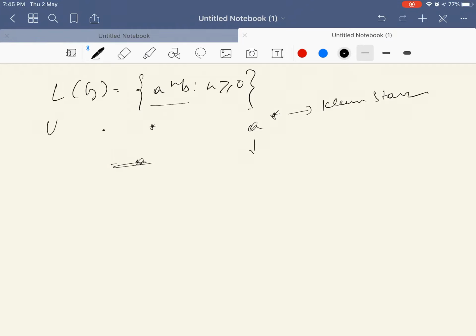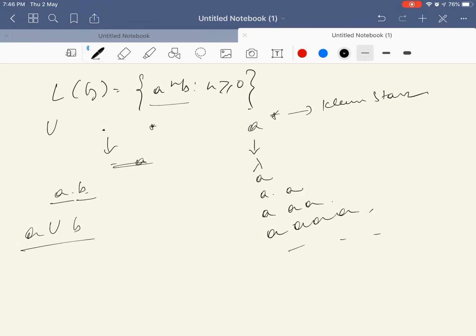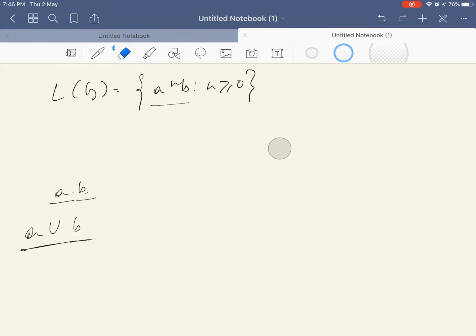Kleene star means that a may appear lambda number of times, that means no a can appear, a single a can appear, or 2 a's, or 3 a's, or 4 a's can appear, up to an infinite number of a's. And dot means a dot b, that means a followed by b. And a union b means either one occurrence of a will come or one occurrence of b will come. So if I can represent any language in this form, either union or concatenation or Kleene star, then it will be called a regular language.